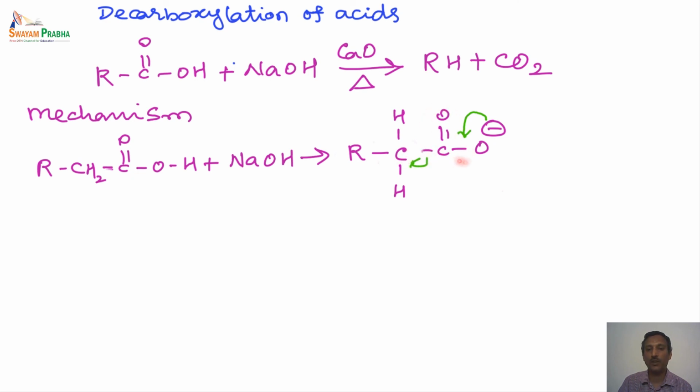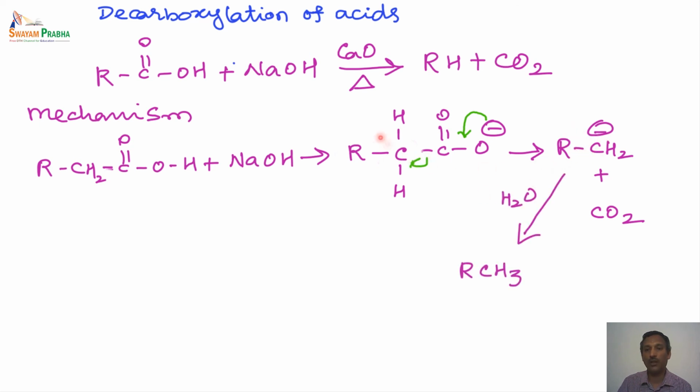So when this happens, the CO2 moiety is separated. So this produces an RCH2 anion, and this RCH2 anion can abstract a proton from the solvent molecule to get converted to an alkane. So that is how carboxylic acid can be converted to an alkane.